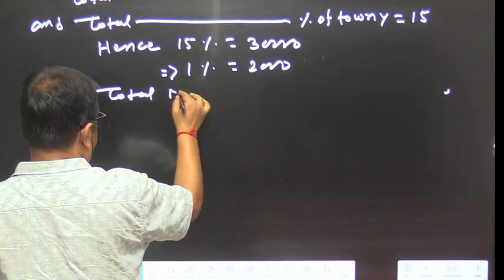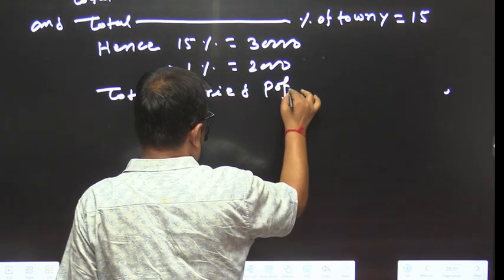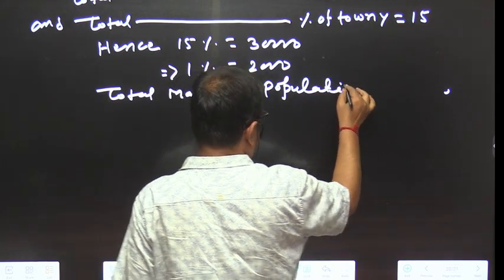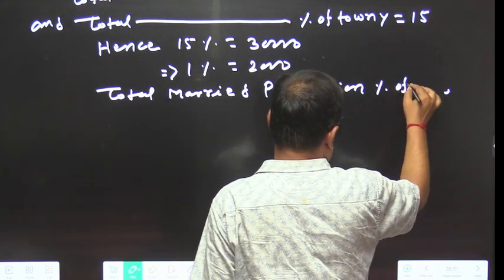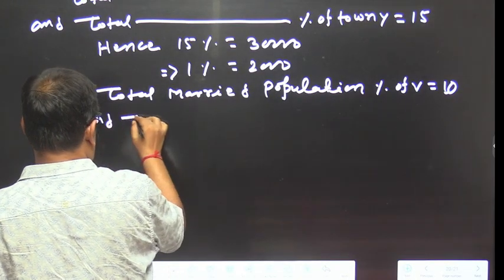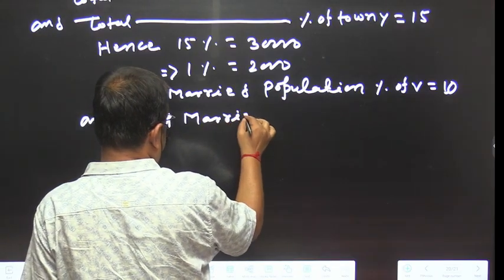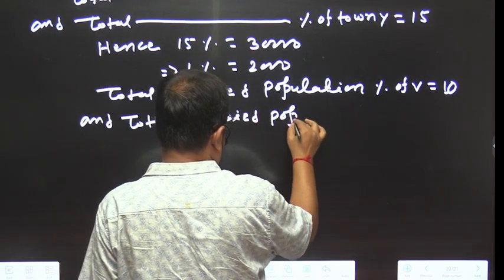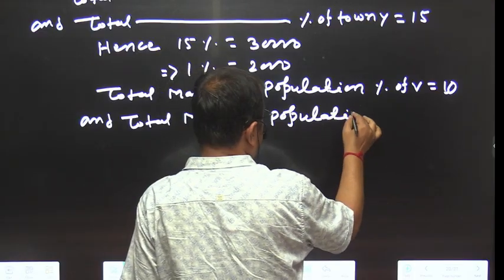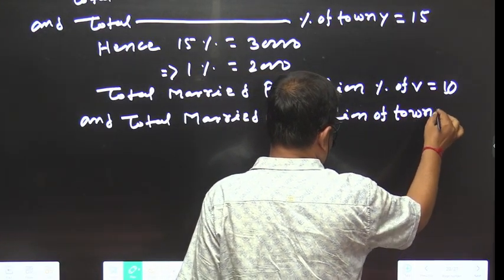total married population percent of V equals to 10 and total married population of town V equals to 10 into 20, 20,000.